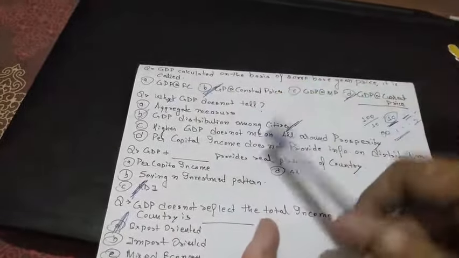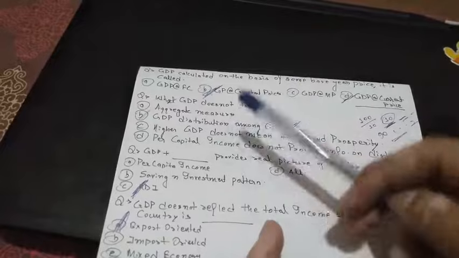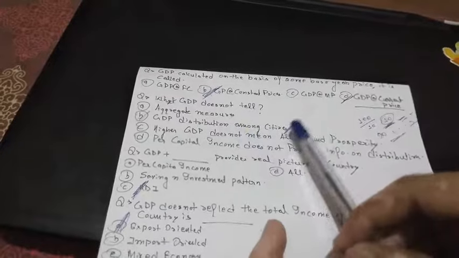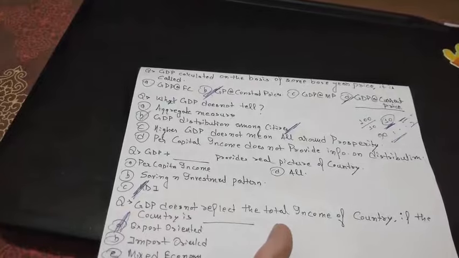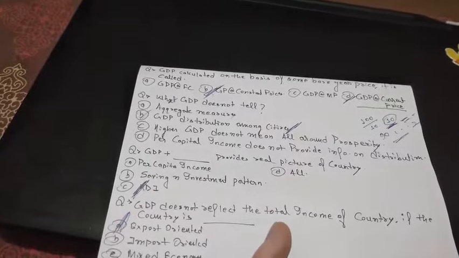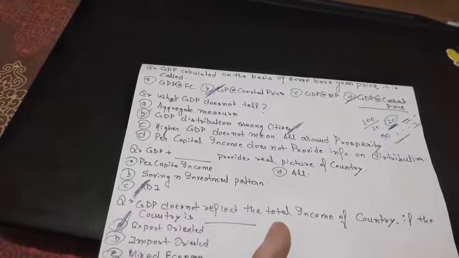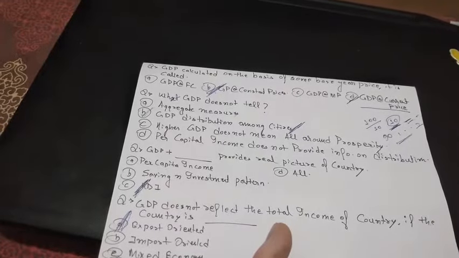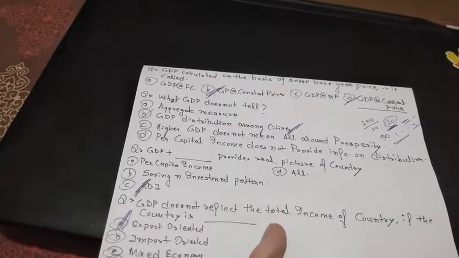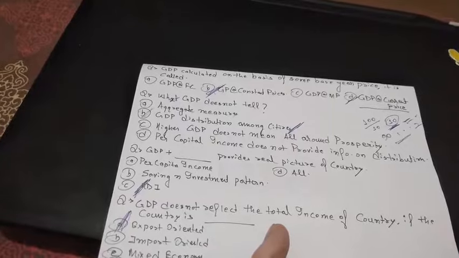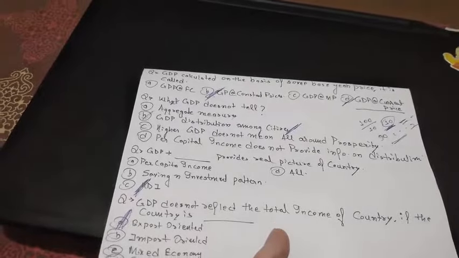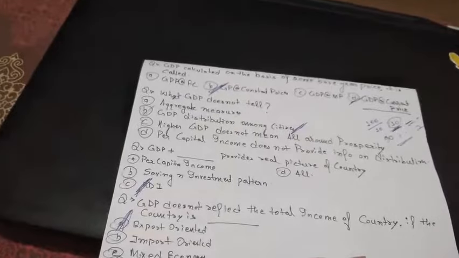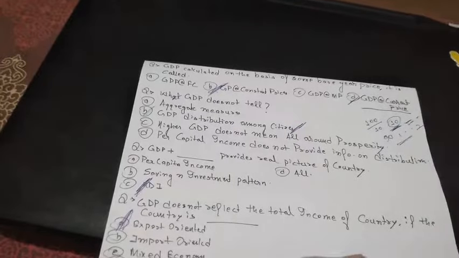Option B, GDP distribution among citizens. Yes, GDP does not tell the distribution among citizens, because if in India the GDP is around 3 trillion dollars, it does not tell that the 3 trillion is distributed among all the 130 crore people. It might be true that some people have more money than us. So GDP does not tell the distribution among citizens, because it is random. Someone has a lot of money, someone has very little money.